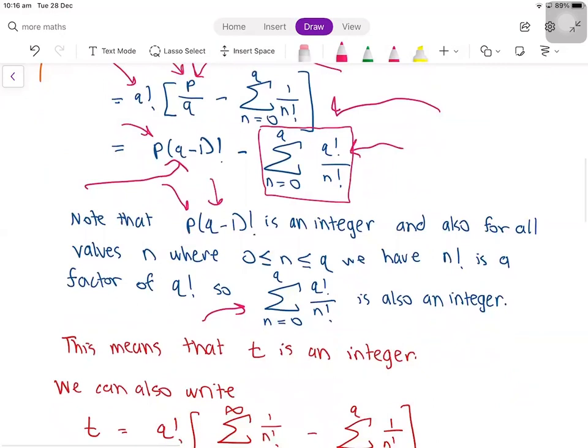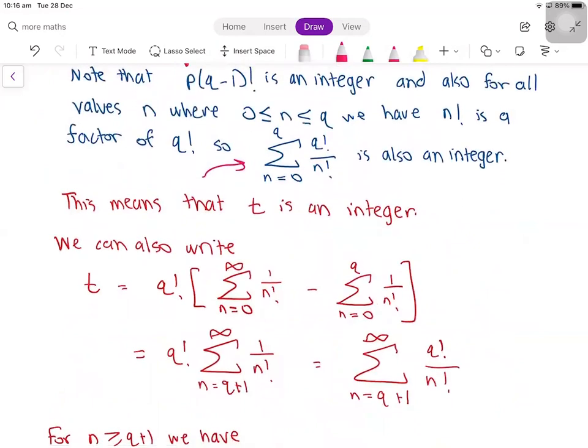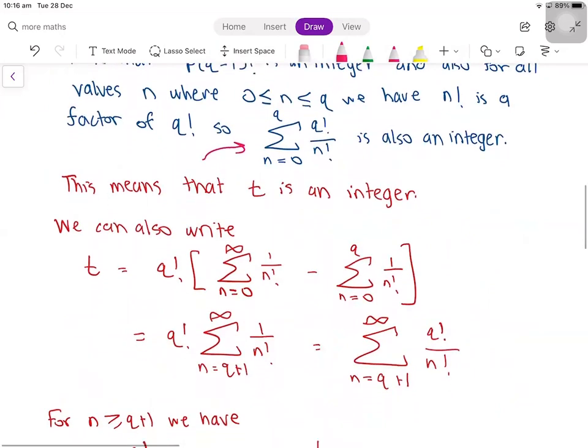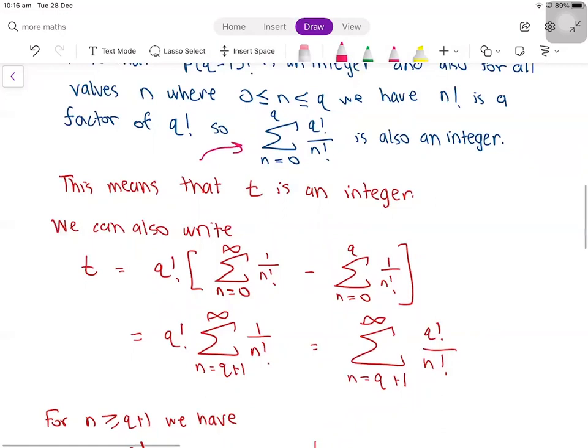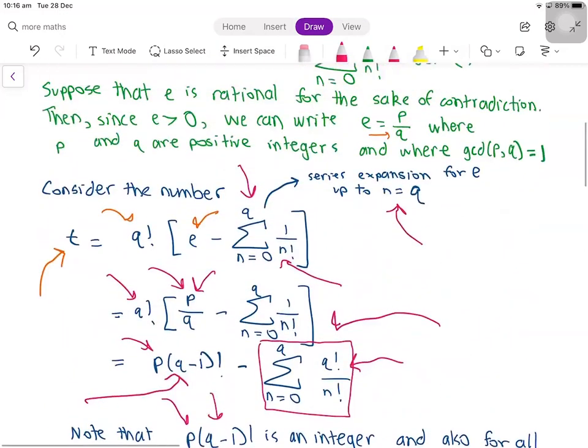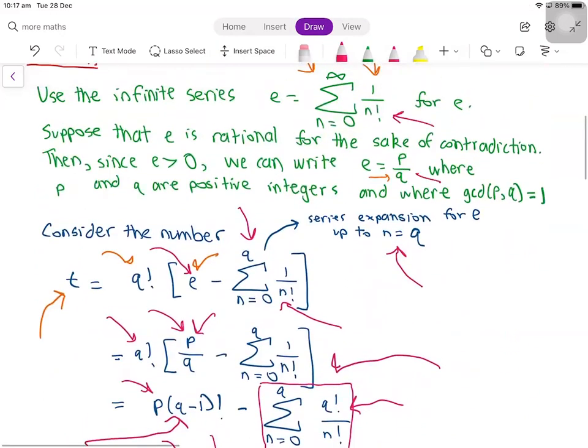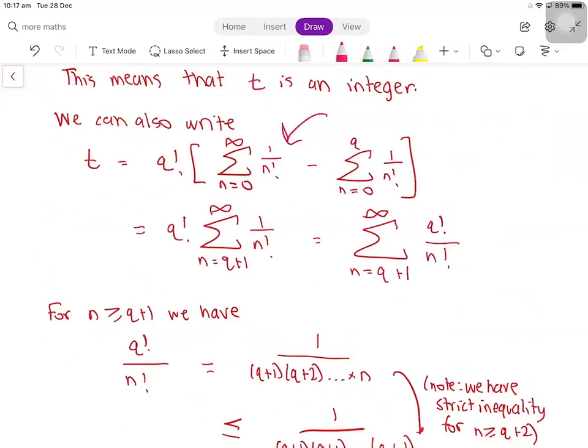Now we'll write another expression for the number t, and we'll show how it leads to a contradiction. So you can also write t as q factorial times the number e over here. But we can use the infinite series expansion for e instead of this p over q for e. If we use this infinite series expansion, we get q factorial times the sum of all the 1 over n factorials from 0 to infinity, then you're minusing the sum of the 1 over n factorials just from 0 to q.